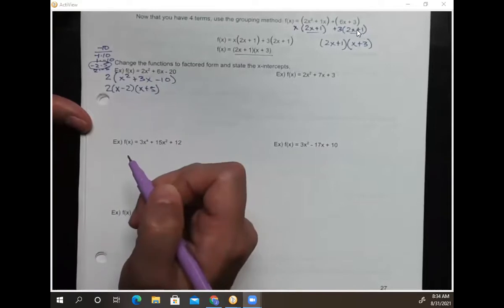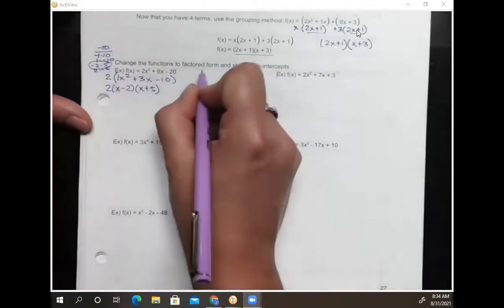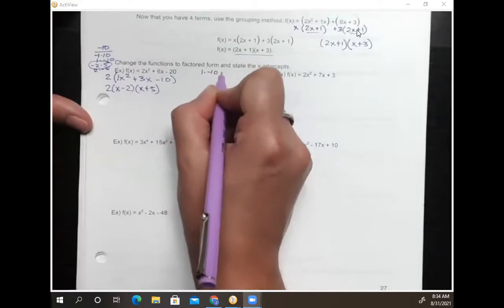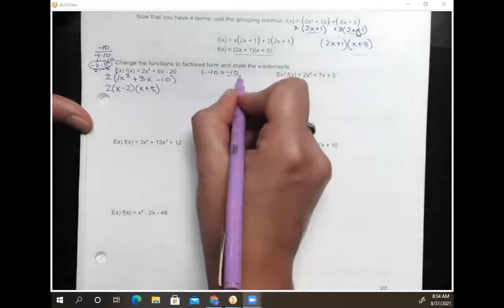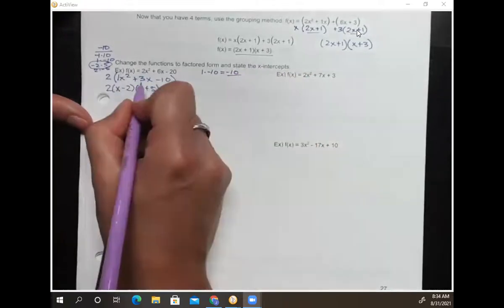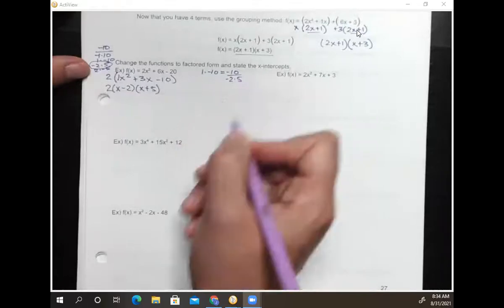We can also approach this using the AC method. So our A this time is 1, and our C is negative 10. So we're still going to be looking for factors of negative 10 that add to 3. Now we know that that's going to be negative 2 and 5.